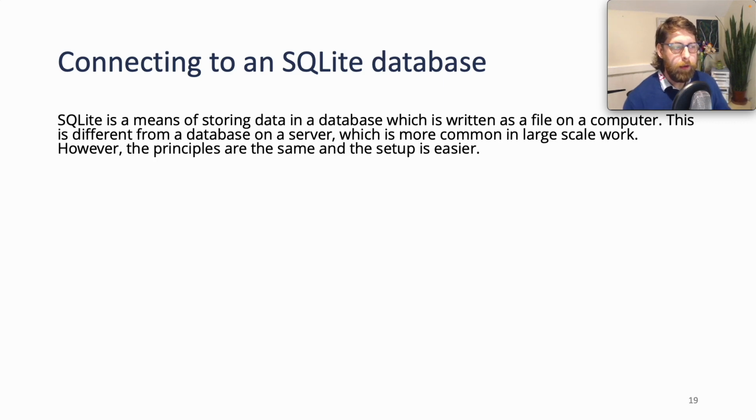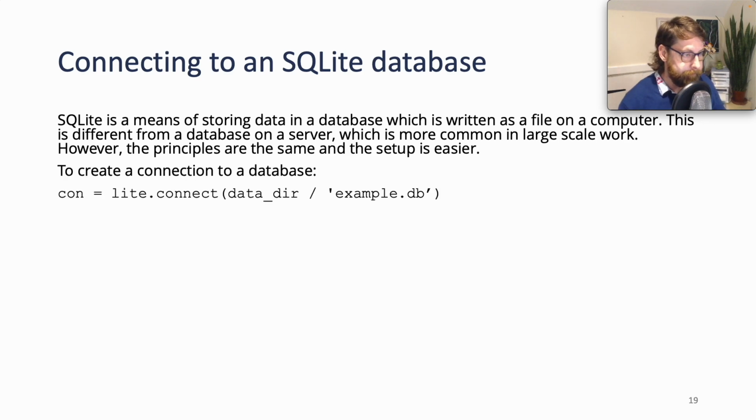So SQLite is a means of storing data in a database, which is written as a file on your computer. You probably have lots of little SQLite databases in different parts of the computer. And so it's different than a database which is normally run on a server. For those, the connection can often be authenticated and come through an internet address. SQLite can exist on your computer, so you don't need to worry about the internet. You can just access it as if it was a file without running a database server.